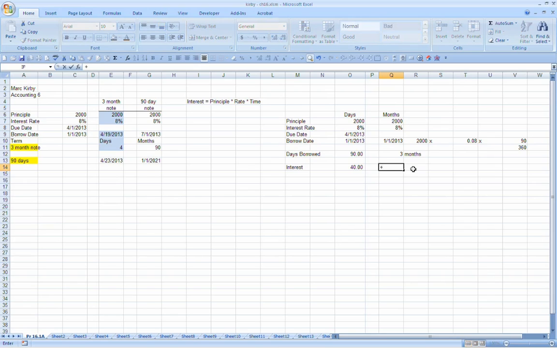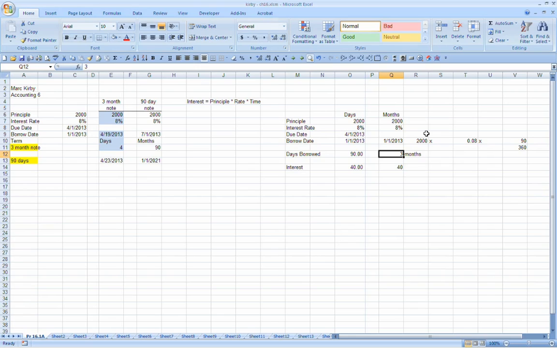Well, again, it is principal times the interest rate times the time. Now, we're borrowing for 3 months. Remember, the interest rate is denominated in a 12-month, for a whole year. So I would have to divide by 12 in that scenario. I get the same $40, but I had to divide by 12 instead of 360 because I'm using 3 months instead of 90 days. Good? Okay.